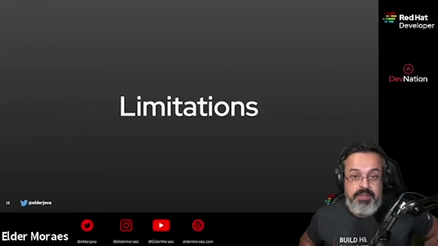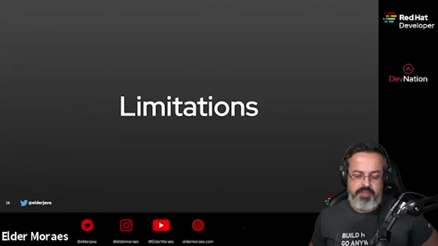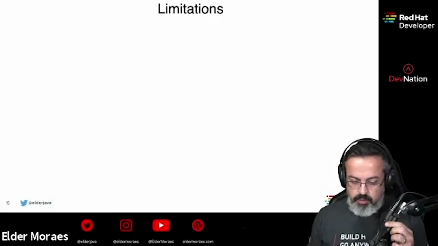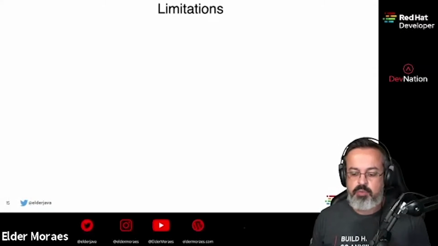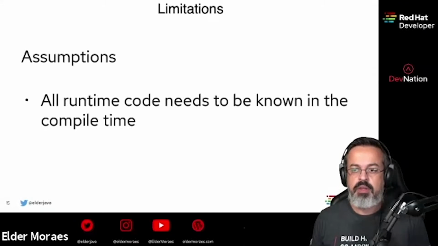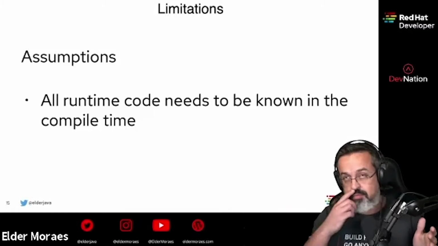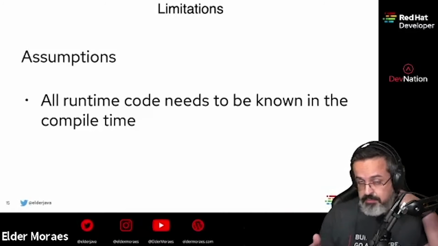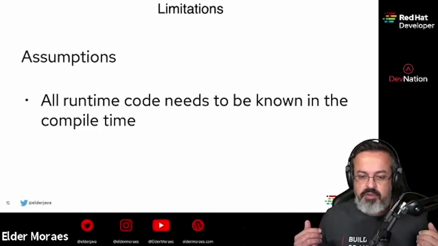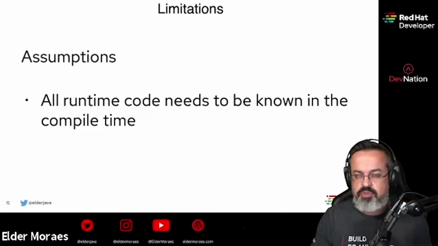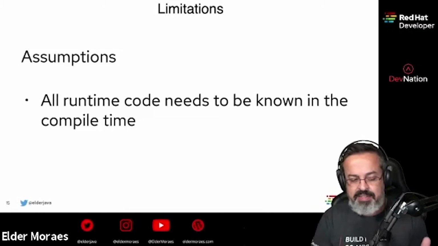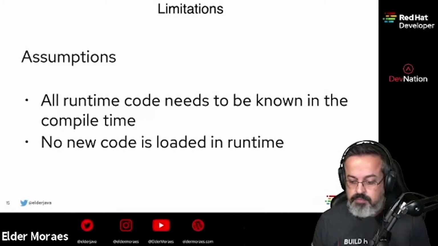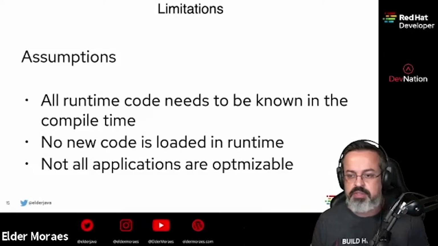Okay, so let's cover some limitations of native images. First, before talking about the limitations, we need to make some assumptions. The first one is that all the runtime code needs to be known at compile time. We like to say that a native image is immutable, and it really is. You can't put new code in at runtime. You can't add a new method. Anything that is compiled is final. So no new code is loaded at runtime.